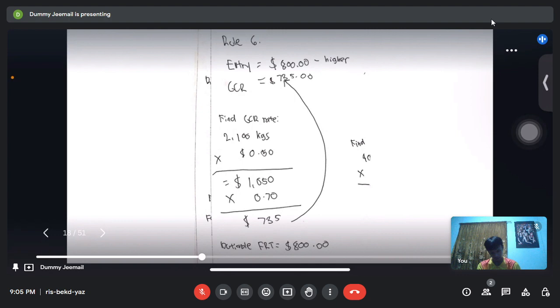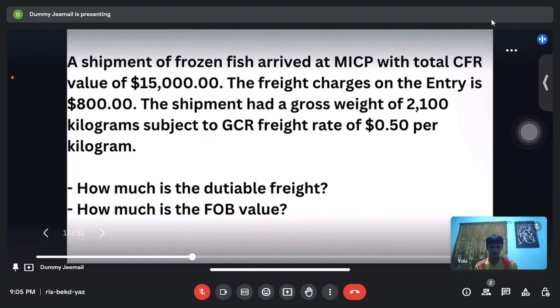But if you solve for the FOB, our CFR value is 15,000. We deduct the 800, since there is no invoice, so we resort to the entry. If there is no invoice, we subtract, we deduct the freight from the entry or SAD. So 15,000 minus $800, our FOB value is going to be $14,200. Why do we deduct the freight? Because CFR is FOB plus freight. Since we are looking for the FOB, we deduct the freight, which is $800. So we have $14,200.